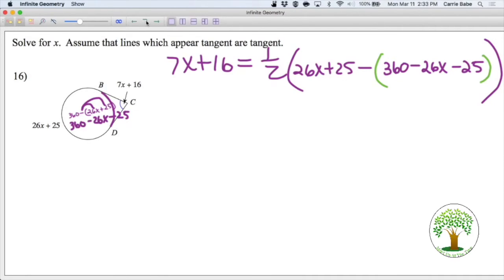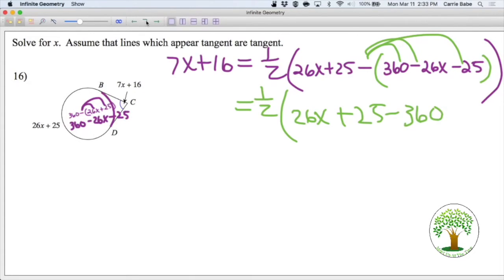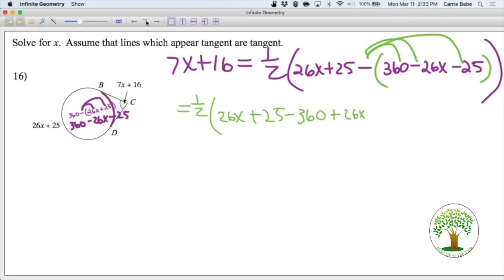All right, so now they're all going to be positive again except for the 360. So I'm going to just work on this side, 1/2. I'm going to distribute that negative to everything, and we'll have 26x plus 25 minus 360 plus 26x plus 25. I'm combining like terms. If you could do that in fewer steps, that's fine.